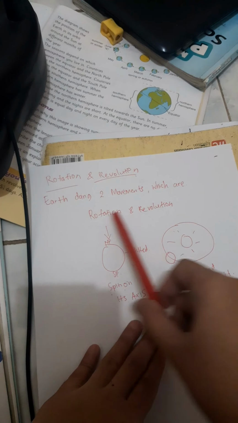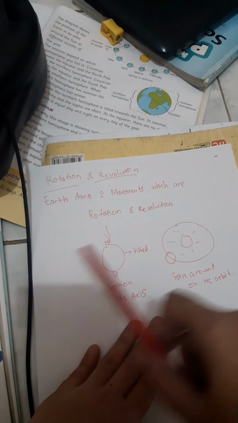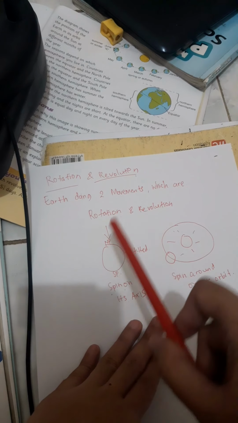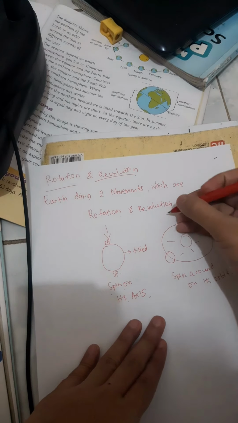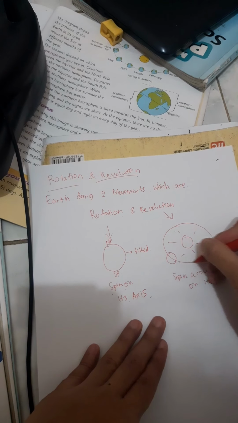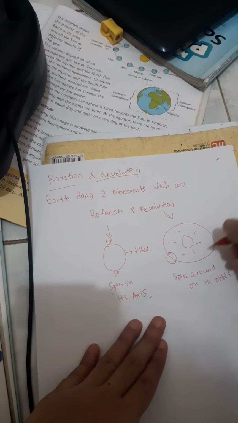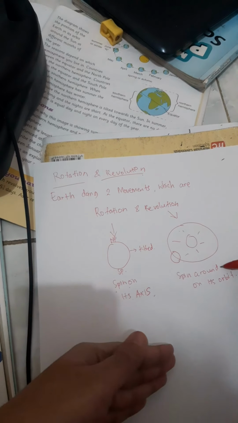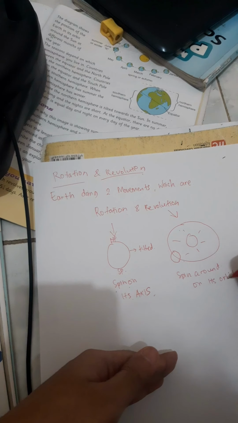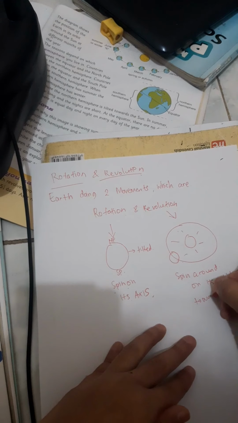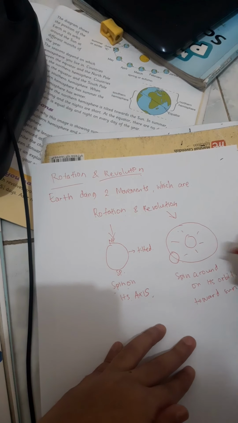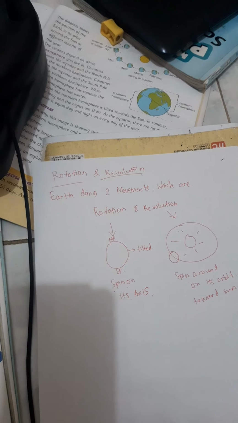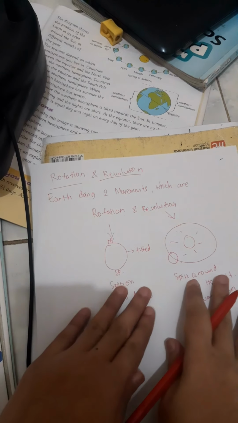In rotation, the earth doesn't move from place to place, but stays in the same place. But in revolution, the earth is spinning around and moving from place to place. This is the difference. It spins around on its orbit toward the sun. Why toward the sun? Because the orbit is around the sun. Okay, did you get it? The difference between rotation and revolution.